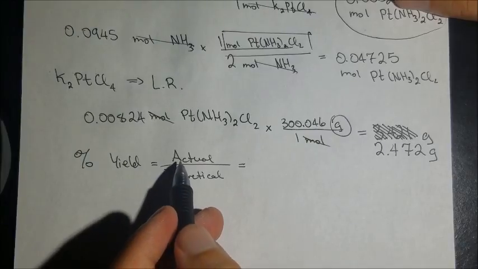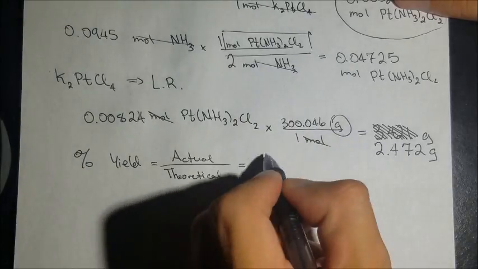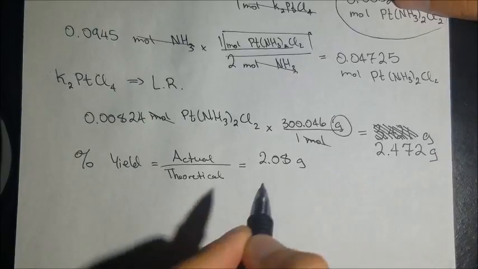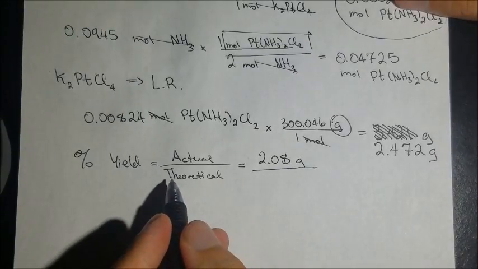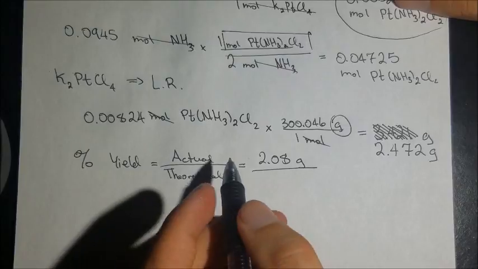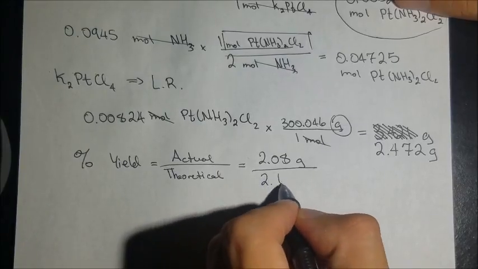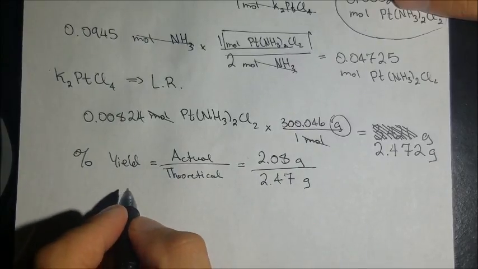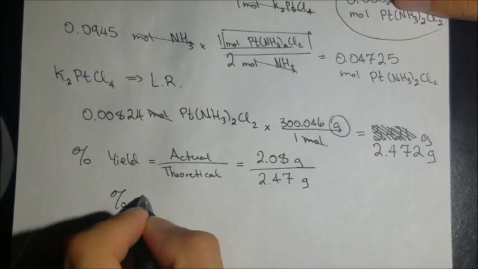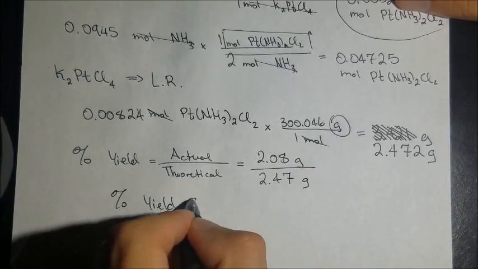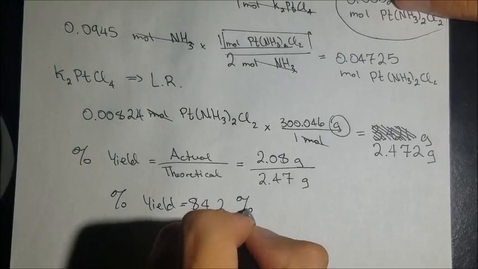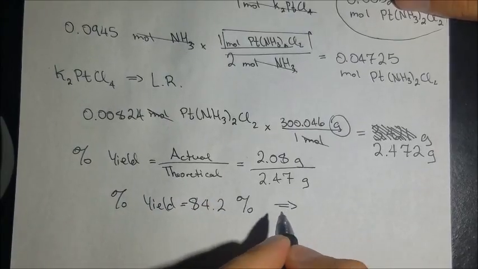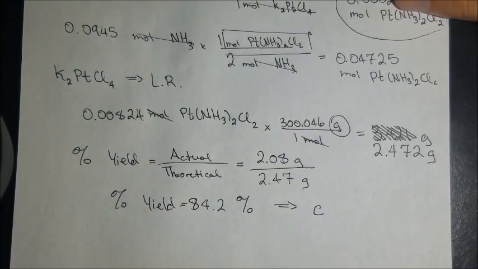So my actual here from the problem was 2.08 grams. And then the theoretical yield, the perfect yield, was 2.47 grams. And now if I just plug this into my calculator, I would discover that my percent yield is 84.2%. And that corresponds to C. So the correct answer for number 3 is C.